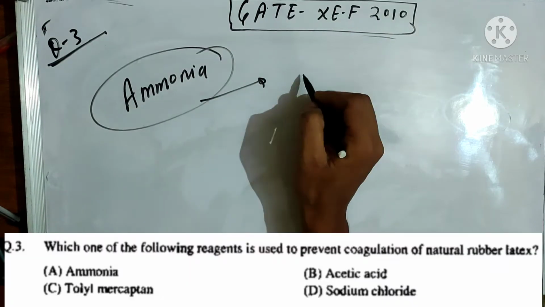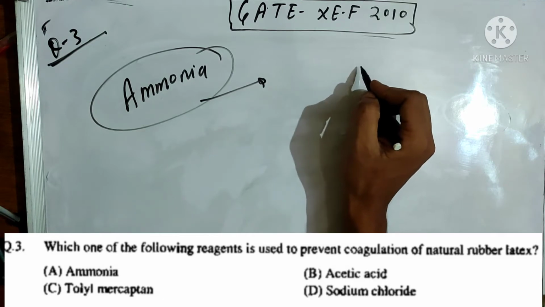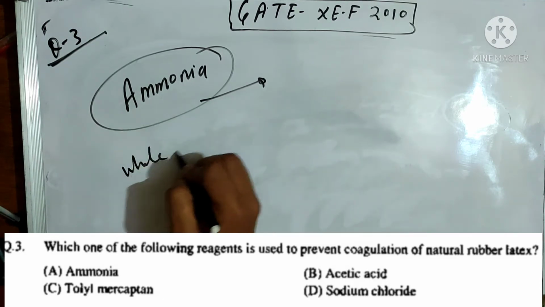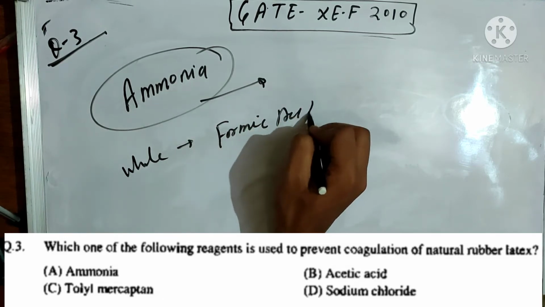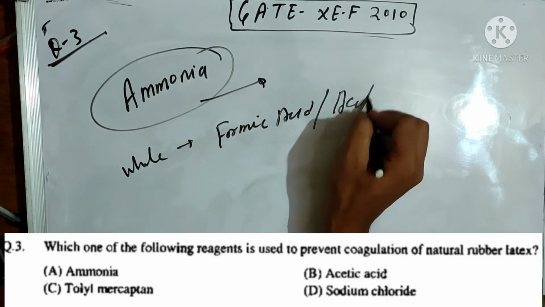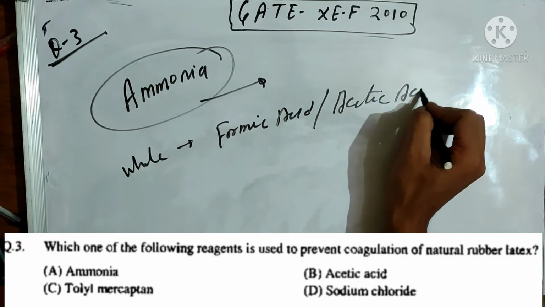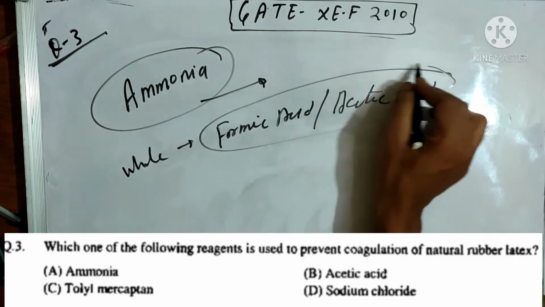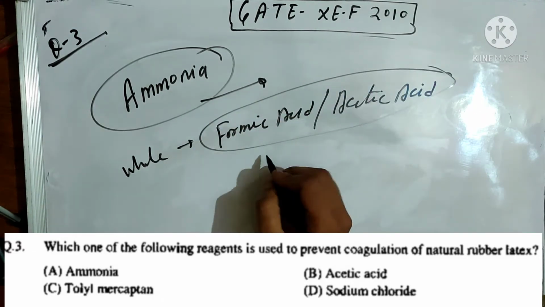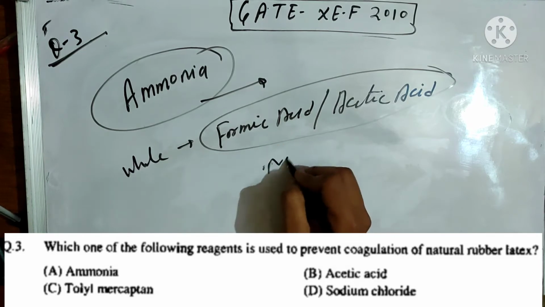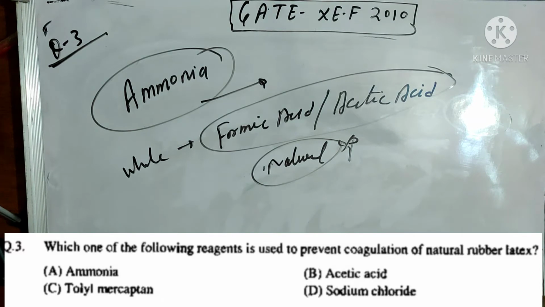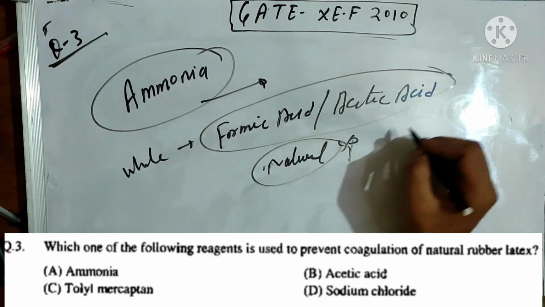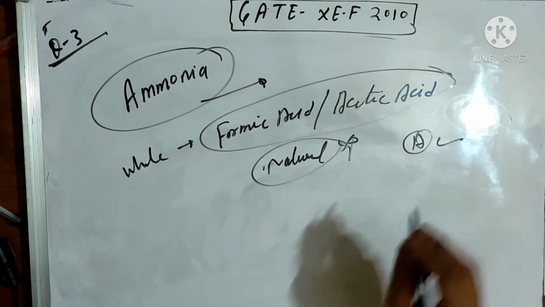Ammonia is used to prevent the coagulation of natural rubber latex, while formic acid or acetic acid is used to increase the coagulation of the natural rubber. So option A is correct.